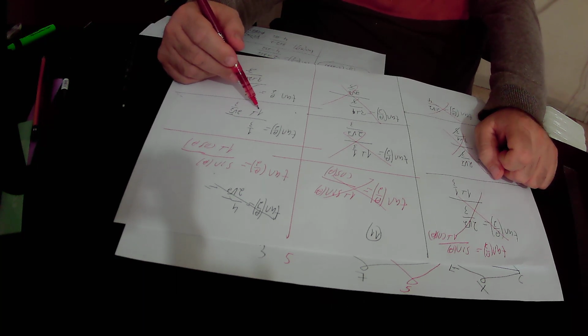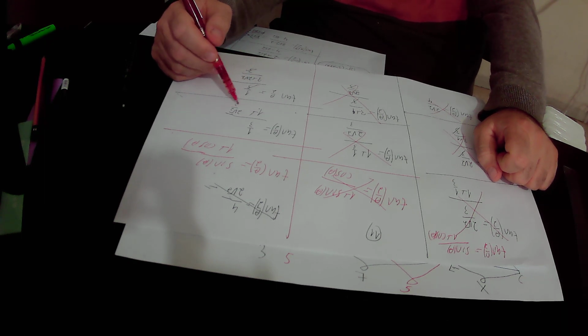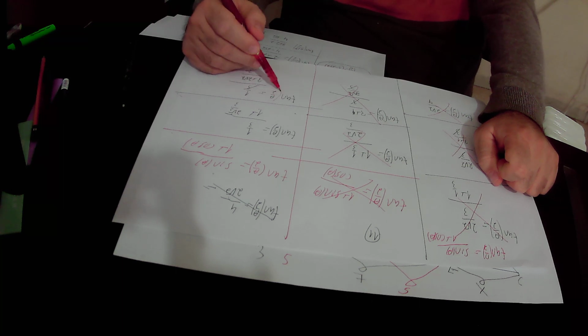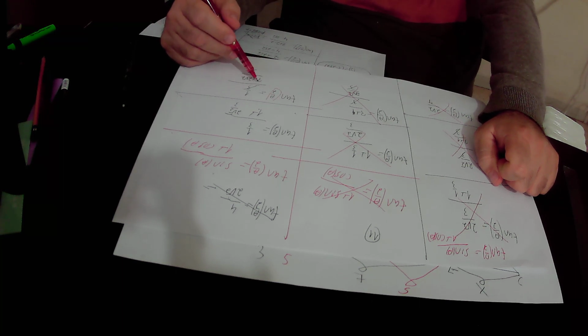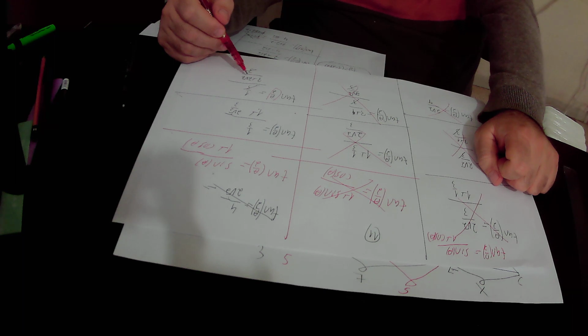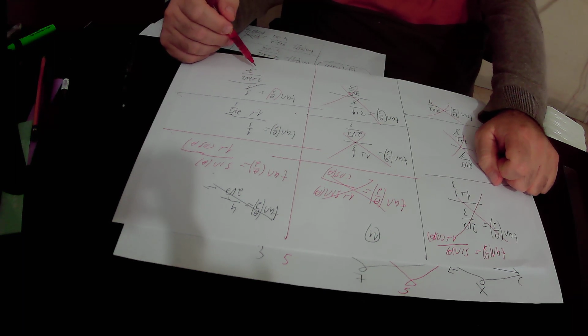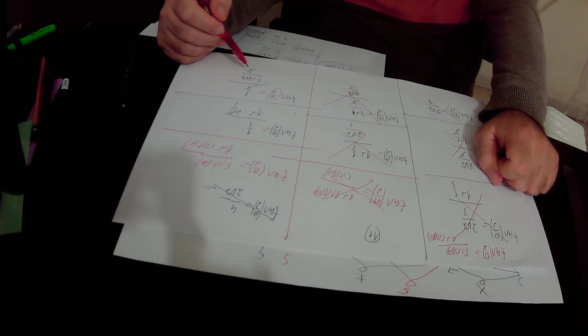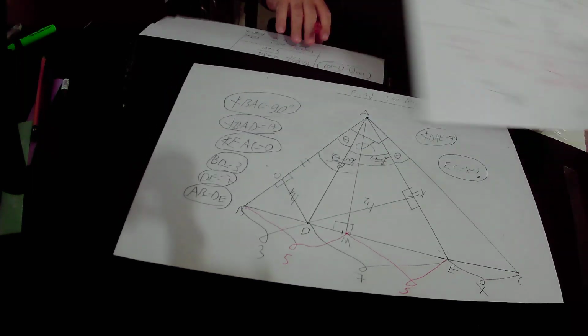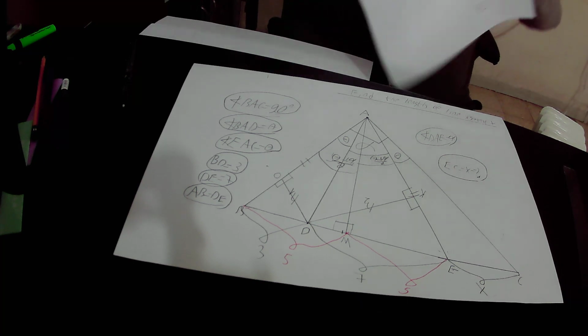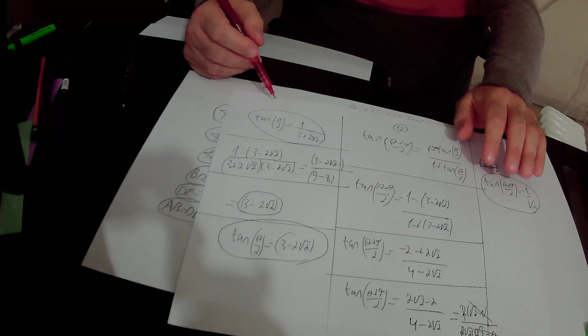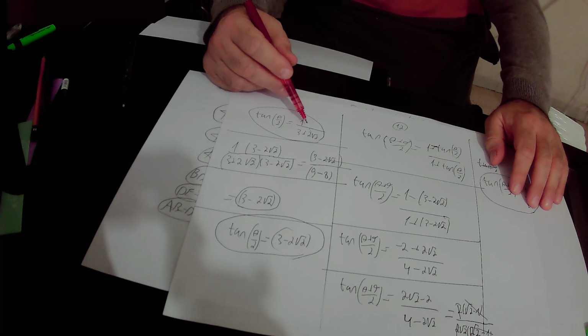Here we multiplied by 3 and then divided by 3 in order to get rid of the fraction in this expression, and we found out that tangent theta over 2 equals 1 over 3 plus 2 times square root of 2 over 3. Here we have 3 in the numerator and 3 in the denominator, so the 3 gets cancelled, and in conclusion we found out that tangent theta over 2 equals 1 over 3 plus 2 times square root of 2. Okay?